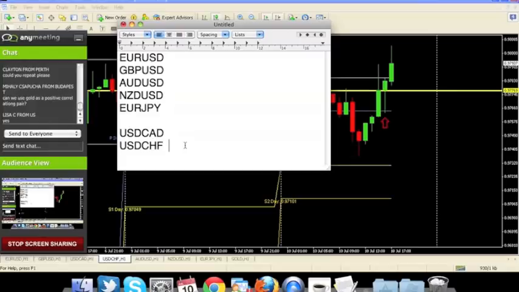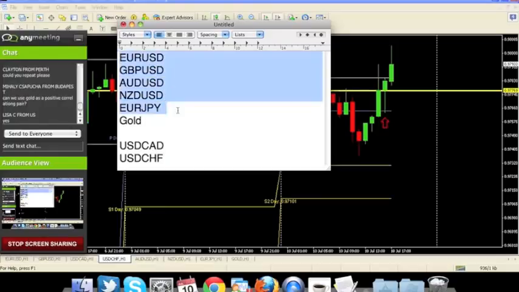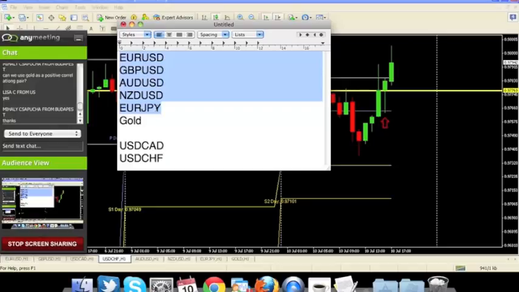Okay, good. Mihaly asks, can we use gold as a positive correlating pair? Gold, yes, is a correlating pair that works with these. However, because it's a metal, be cautious. Gold doesn't have a history of correlating with these pairs in the long run. It's only been having a history in the last 3 months or so. And sometimes it has weeks that it's on and off. But these pairs have a history together going back 2 years, 3 years that they work together. So there's a stronger correlation between these.